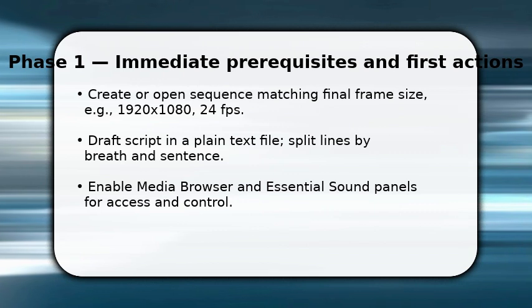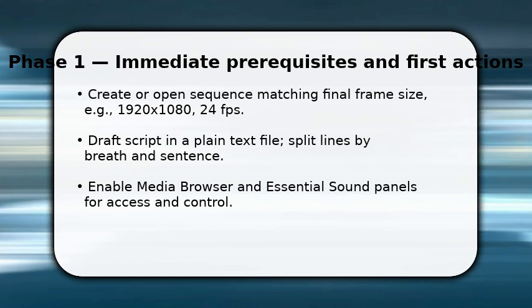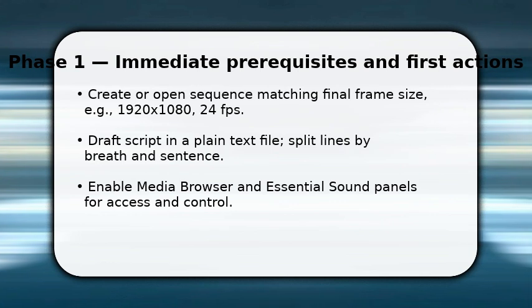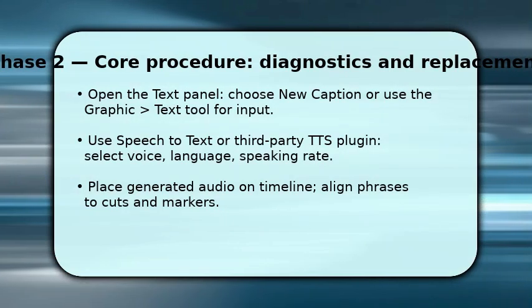These panels let you convert text and shape voice. This saves time later because Premiere relies on clean, line-separated text for consistent phrasing and easier adjustment of pacing. You now convert text into audio.